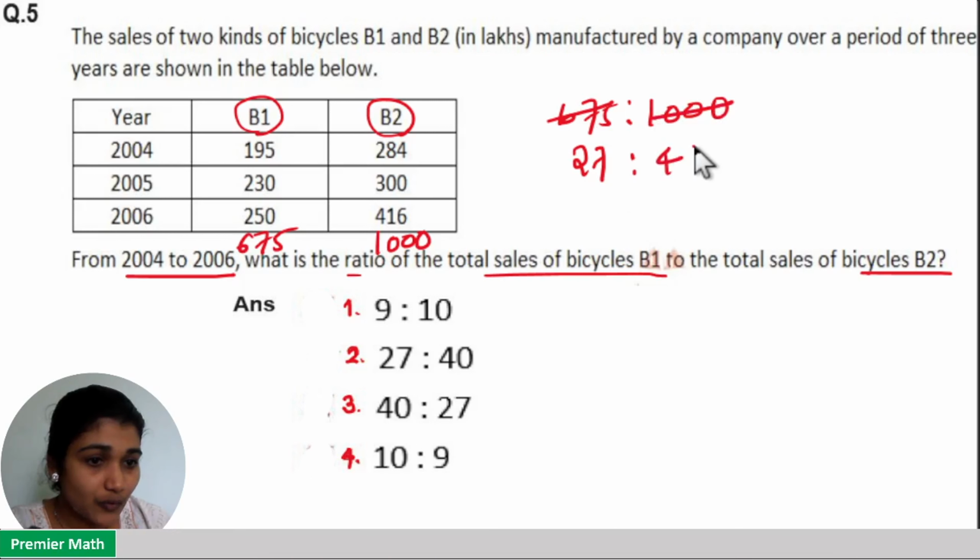And here this is 40. So 27 is to 40. Option 2 is your answer.